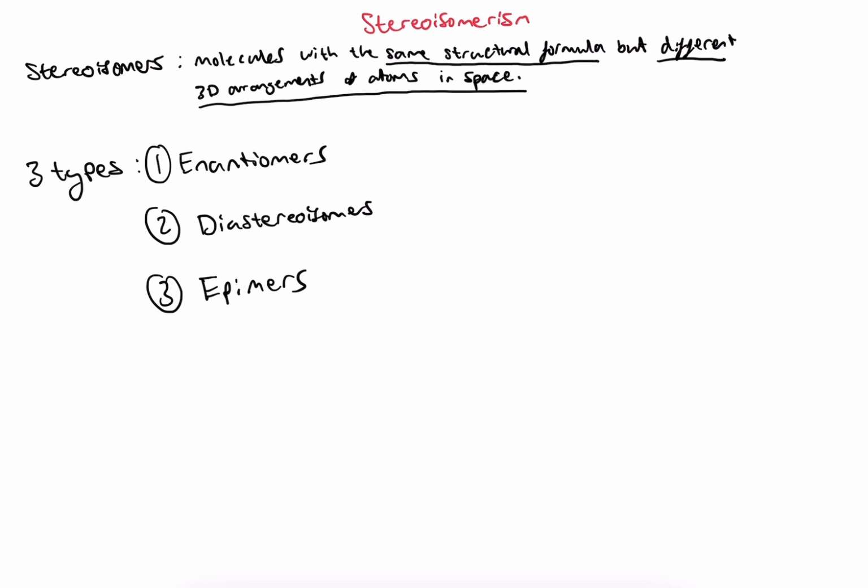To begin with, we have three types. We have enantiomers, diastereomers, and epimers. And these all have different meanings, which we'll see in a minute.